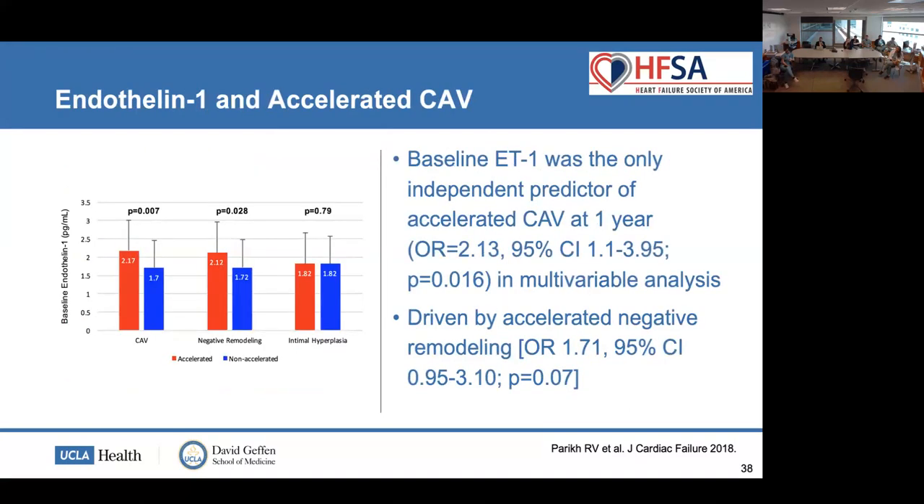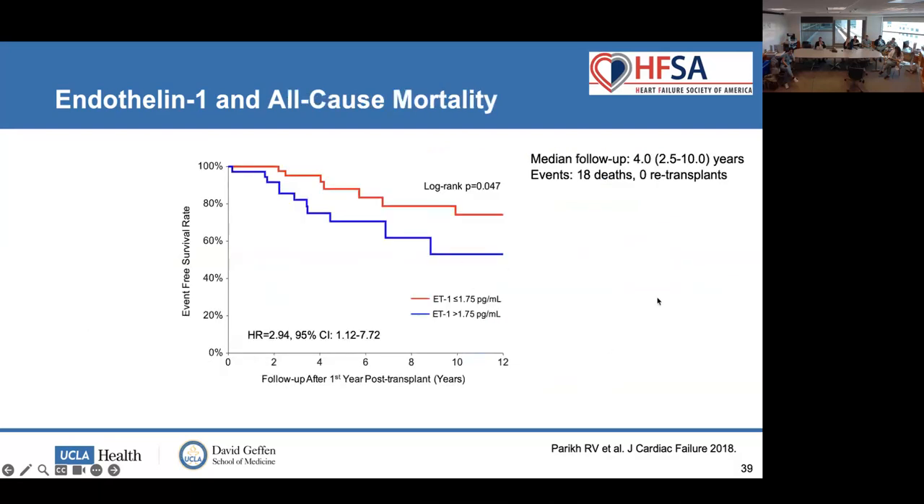And what we found, as I described earlier, is that patients with accelerated CAV had higher endothelin levels, and that was mainly driven by negative remodeling. There's really no difference in intimal hyperplasia, and that mechanistically makes sense based on endothelin's effects. In my multivariable analysis, baseline endothelin was the only independent predictor of accelerated CAV at 1 year, and there was a strong trend towards it being driven by negative remodeling. When we looked at heart outcomes, we had 18 deaths and 0 retransplants with a median follow-up of 4 years, and you can see here that patients with higher endothelin levels had worse survival.